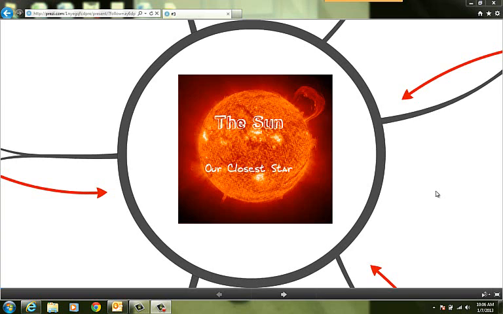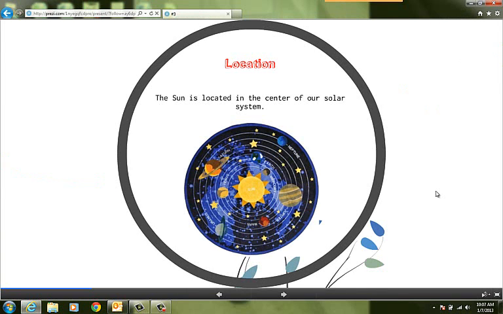This one is over the sun, and the sun is our closest star. The sun is located in the center of our solar system. So as you can see, here is the sun, and then all of the planets orbit around the sun.